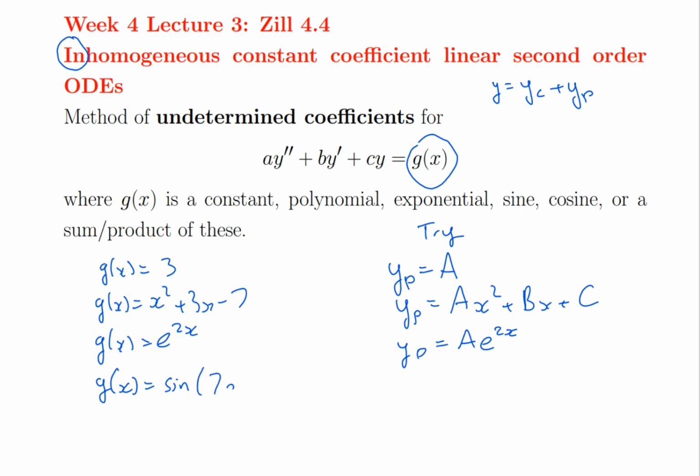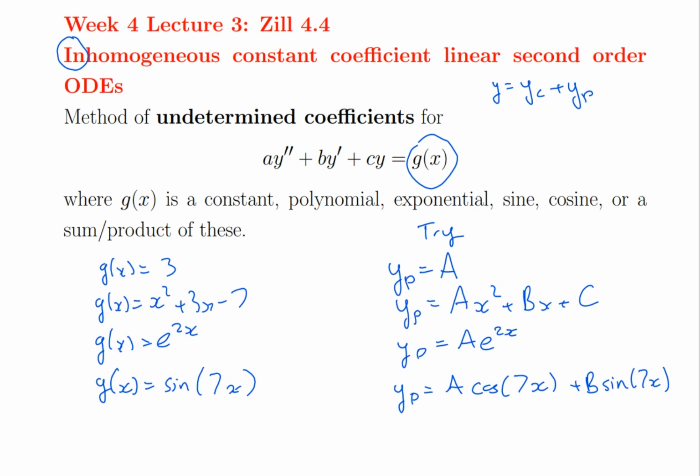If you have a trig function, say sine 7x, then you need the cosines and the sines. And that is because the derivative of cos is minus sine and the derivative of sine is cos. So when you substitute them into the left hand side, you get sines and cosines, so you'll need both of those to match.